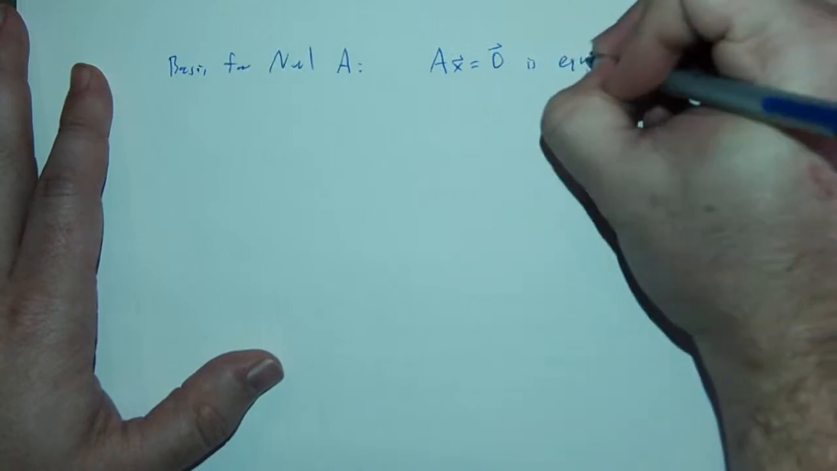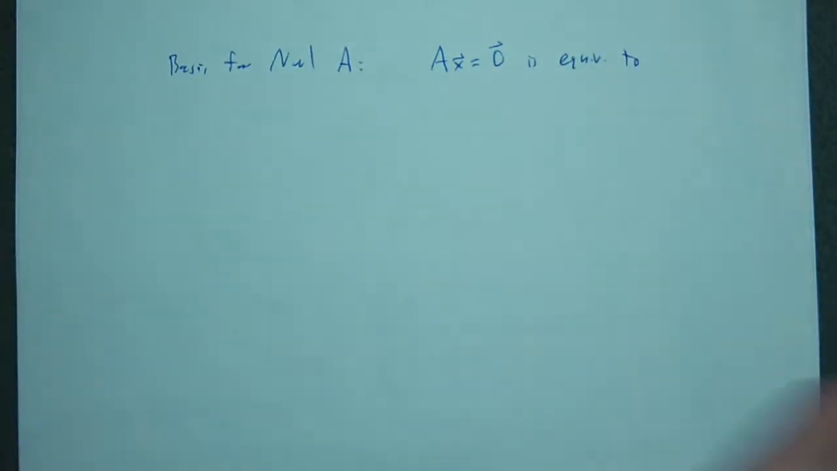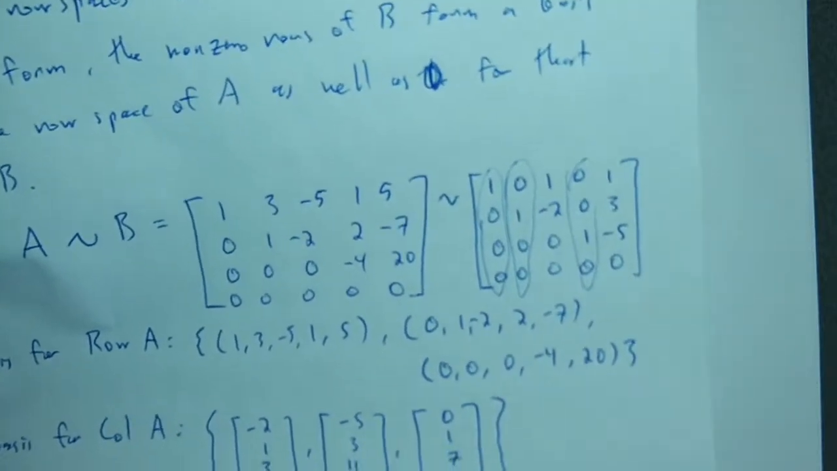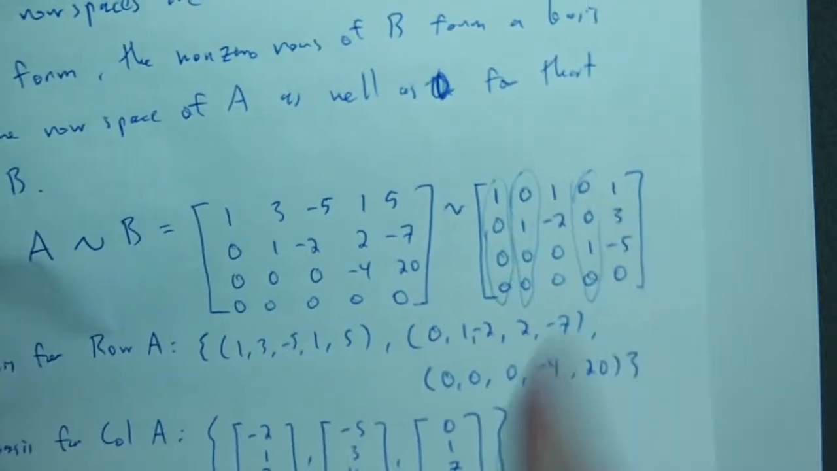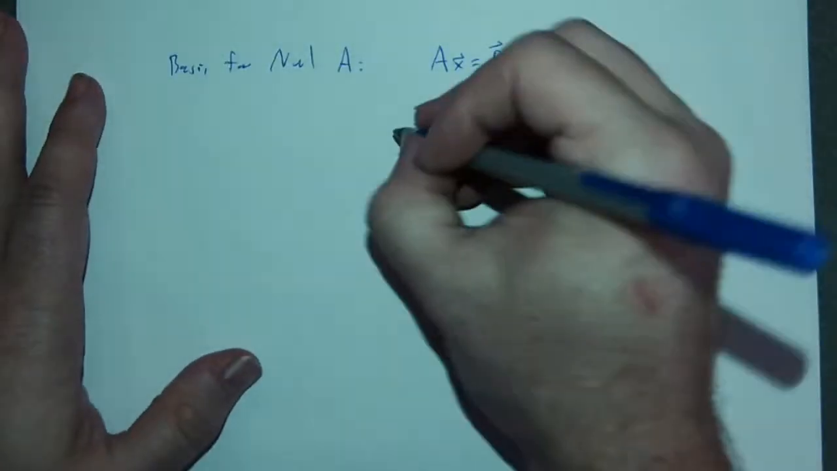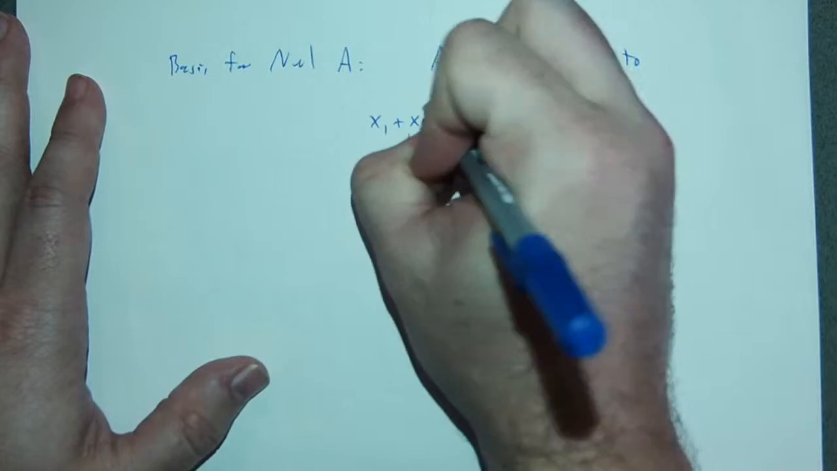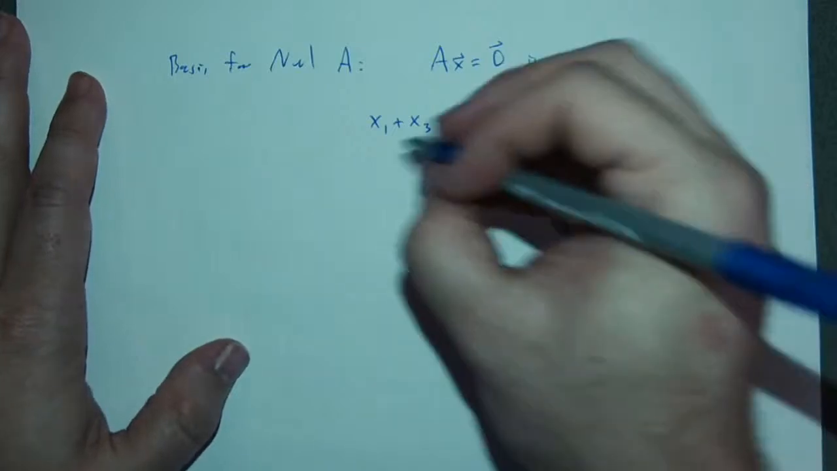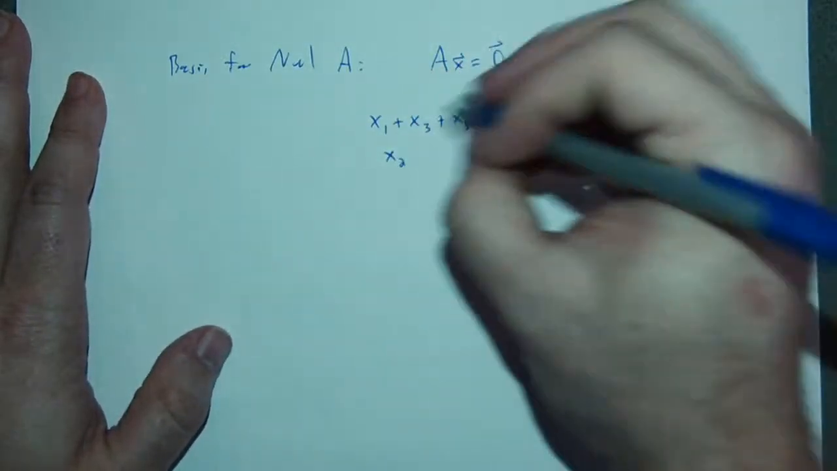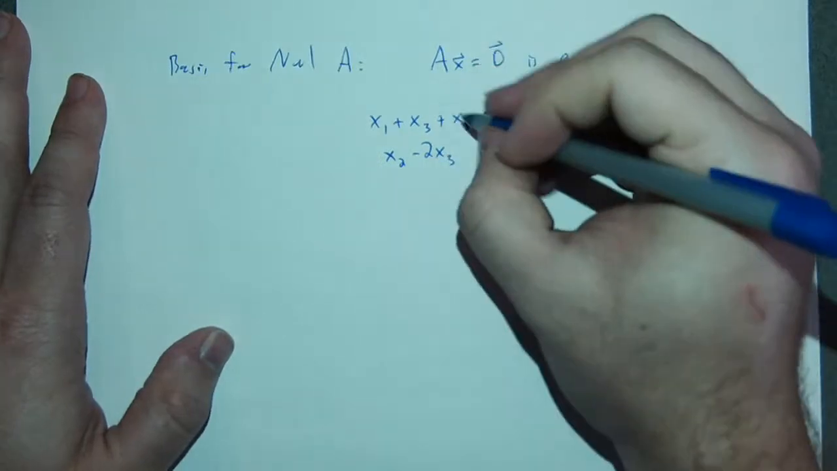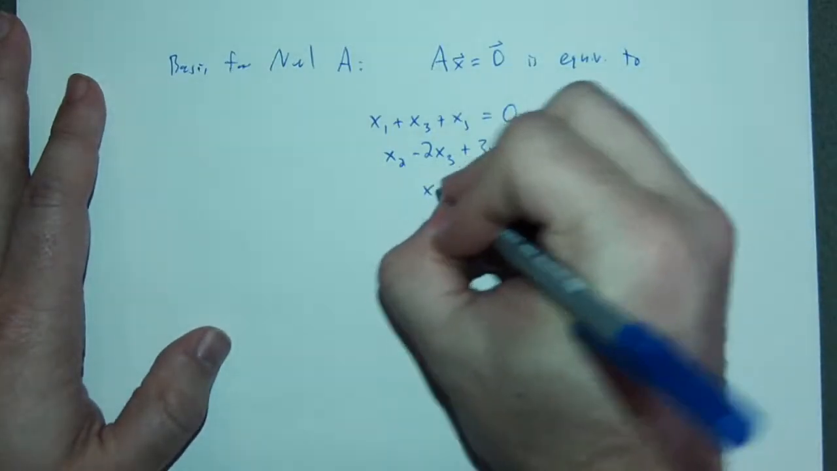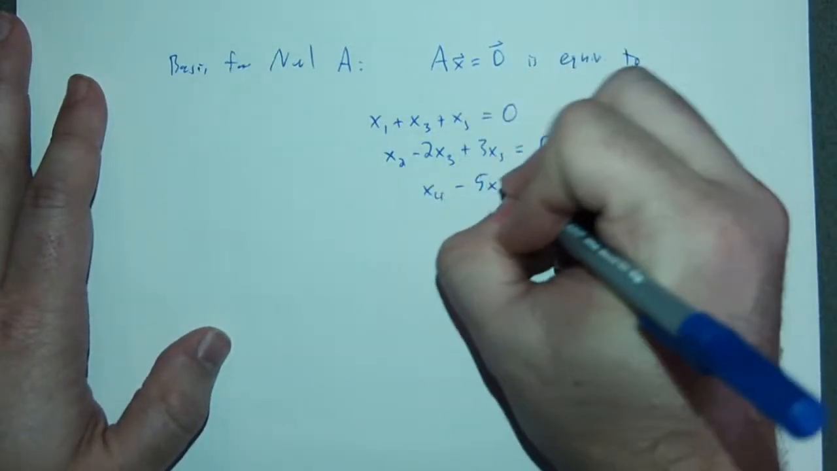is equivalent to, if I'm looking at this thing in reduced row echelon form, I can just write out the corresponding linear system. So this is x1 plus x3 plus x5 is equal to 0, and so on. I'm just going to write this out. The next one was x2 minus 2x3 plus 3x5 is equal to 0. And then lastly, it was x4 minus 5x5 is equal to 0.